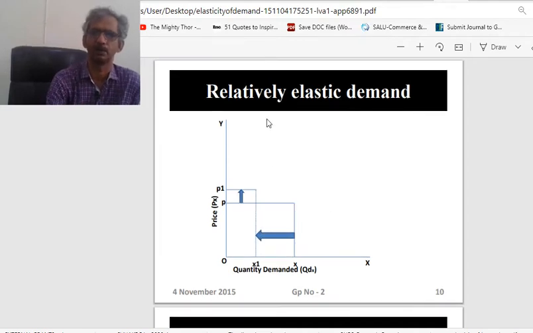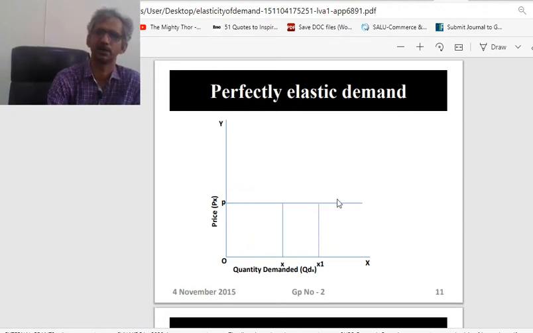Relatively elastic demand means when 1% price changes, the quantity demanded changes more than 1%. Thus you can see that when price is changing from P to P1, the quantity is changing from X to X1. You can observe the distance, that how much price is covering and how much quantity is covering.